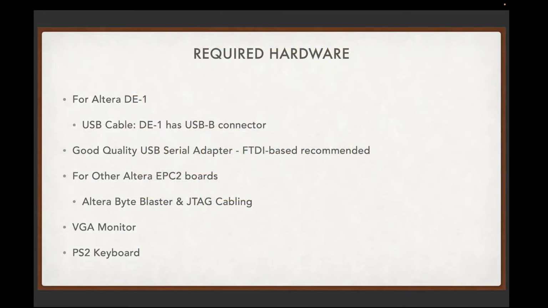The DE1 and DE2 specifically have a USB-B connector that is how you connect to the Byte Blaster to upload the data to the FPGA. You also need a good quality USB serial adapter. FTDI-based boards are recommended because they work really well. If you do not have a DE1 or DE2, you do need to get an Altera Byte Blaster, and you need the appropriate cabling for that.